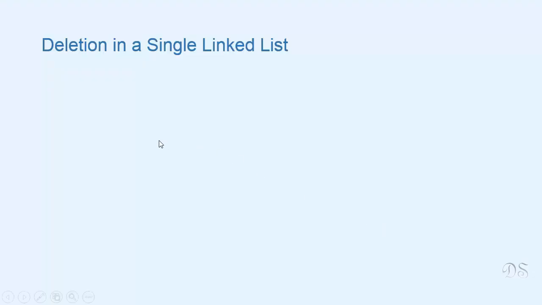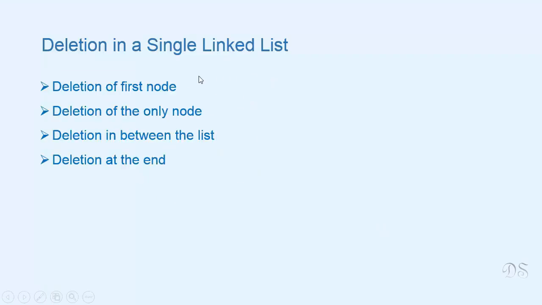In this video, we'll see how to delete a node from a single linked list. These are the different cases that we'll see. Deletion of first node, deletion of the only node, deletion in between the list, and deletion at the end. For deleting a node from a linked list, first we have to rearrange the links so that the node is logically removed from the list. And then we'll physically remove the node by using the delete statement.